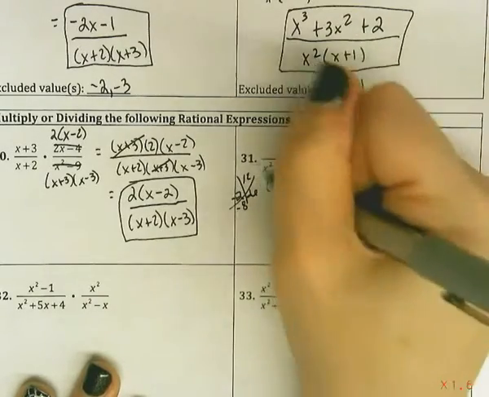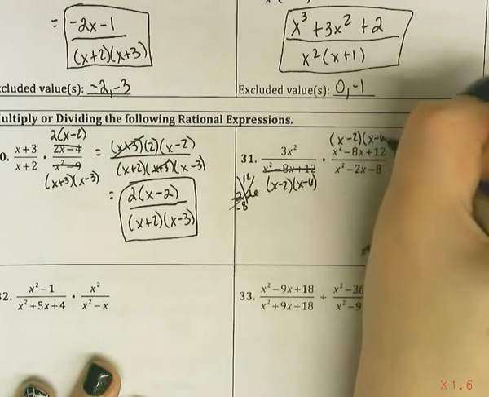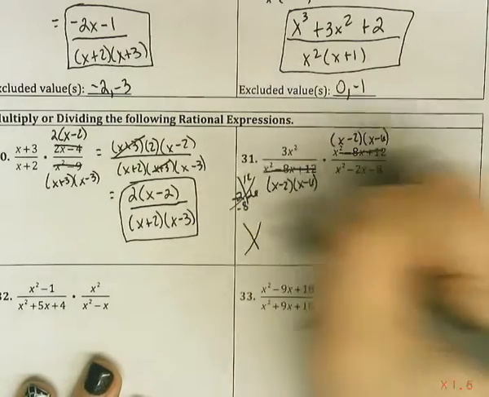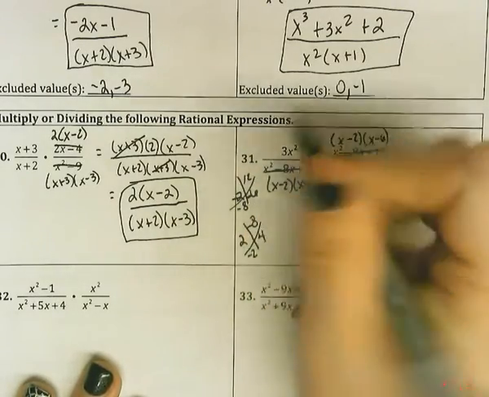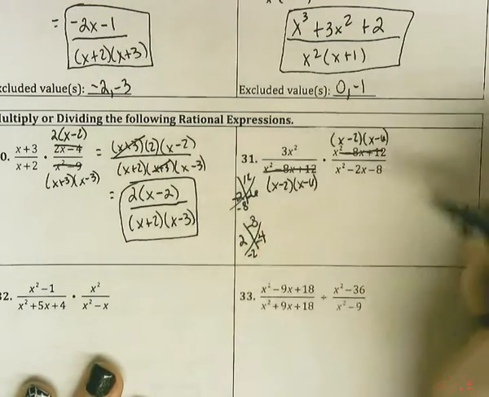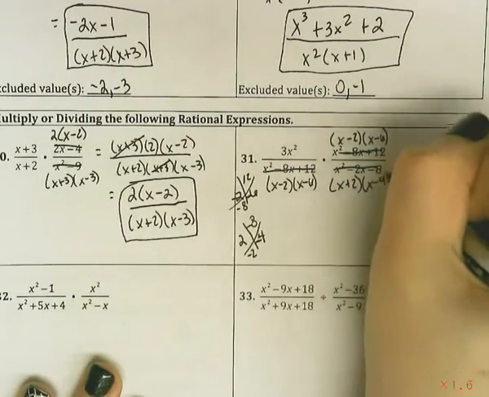Okay, if we're paying real good attention, we don't have to factor again. Those are the same. And then we're going to factor that one. We get negative 8 on the top, negative 2. 2 times 4 is 8. We want negative 8, and we want it to add to give negative 2, so negative 4. X plus 2, x minus 4.